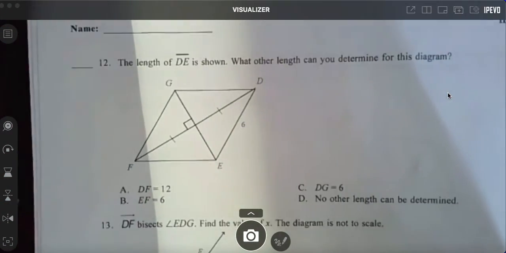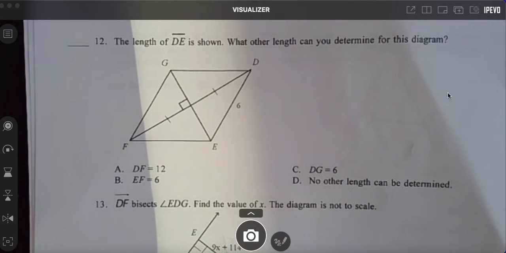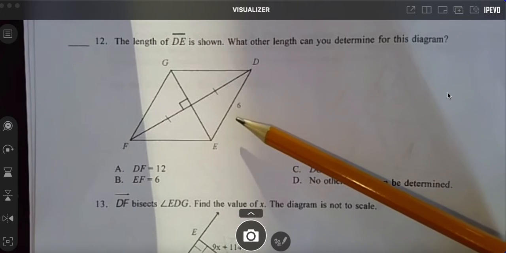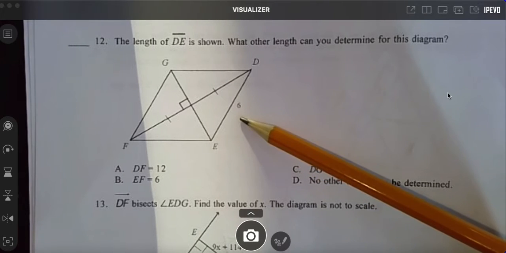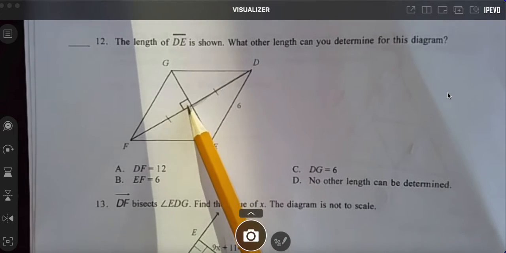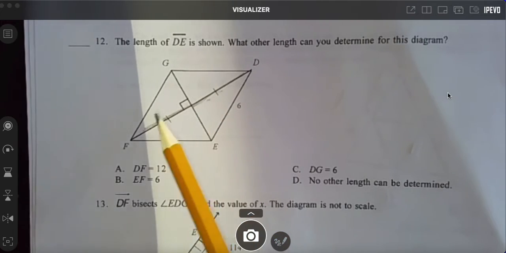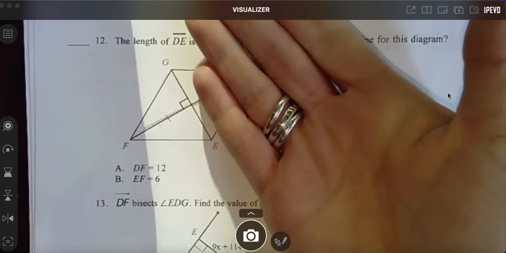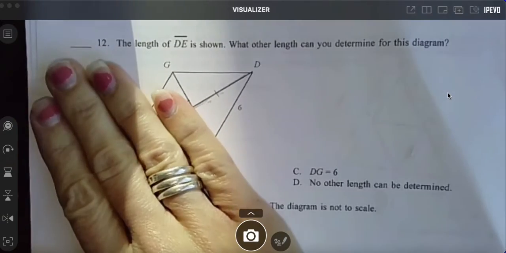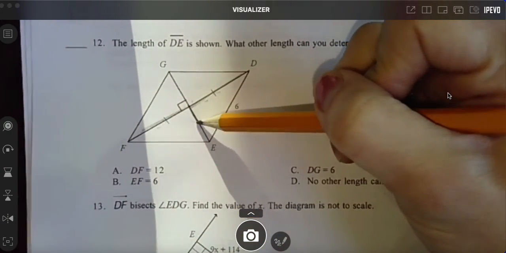Number 12. This one's kind of tricky, all right? It says that the length of DE is shown. This is 6. There's another length that you can determine. Y'all, since you know this side is equal to this side, we're going to have to use these two things. I would automatically think, let me just take this side and fold it over the other one. What do I know about this side? It's equal to itself, right?